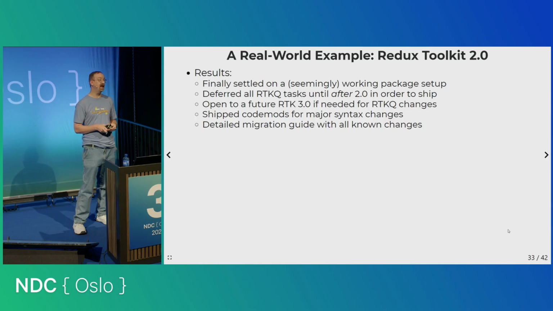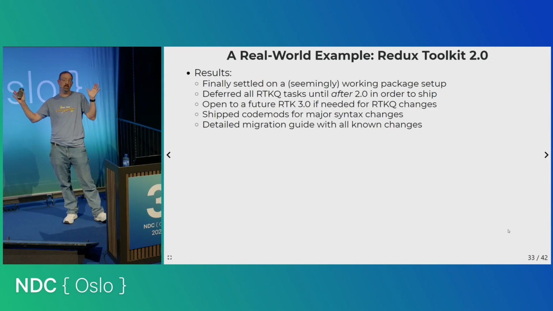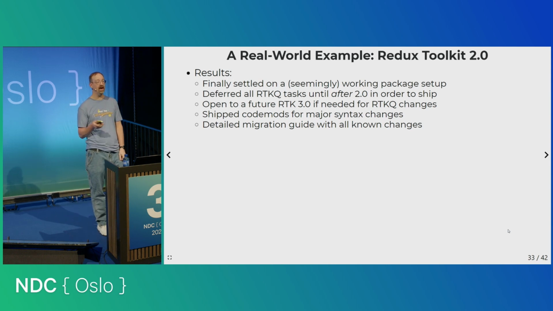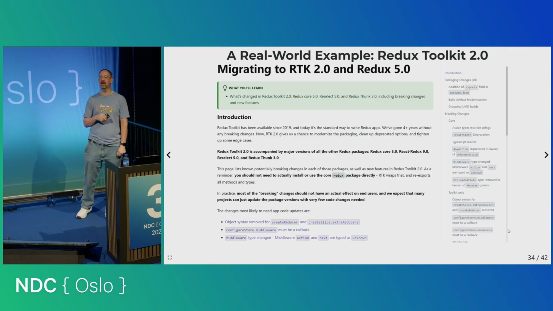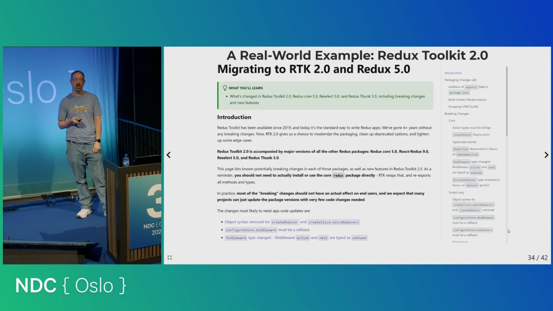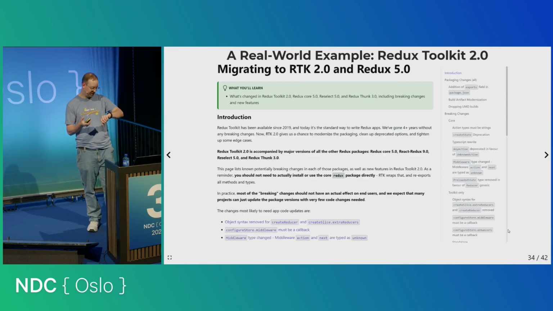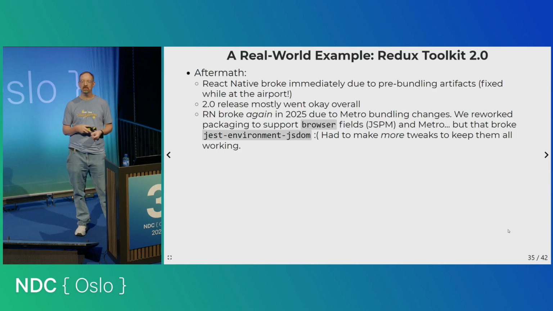Part of that was saying that, hey, later on, if I'm looking at some of these RTK Query issues and that requires a breaking change, we'll do a 3.0 if that's needed. We did ship a number of codemods for some of the syntax changes, and we also shipped a very large migration guide trying to detail everything that changed and why and a lot of the impacts. So we shipped that in December of 2023.